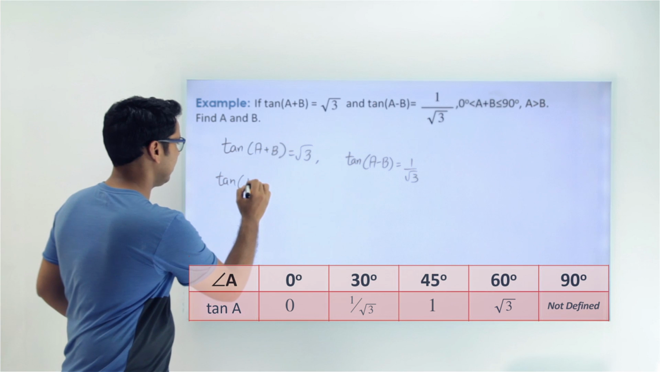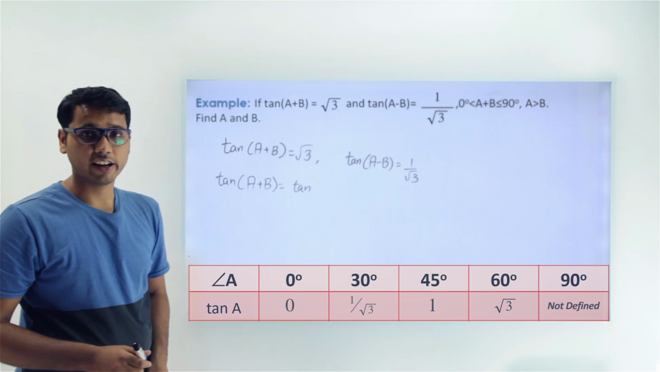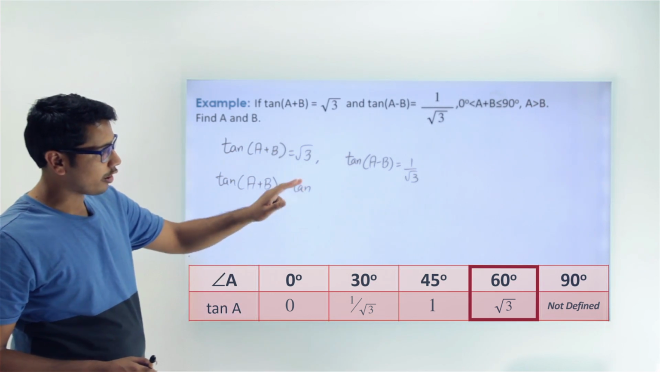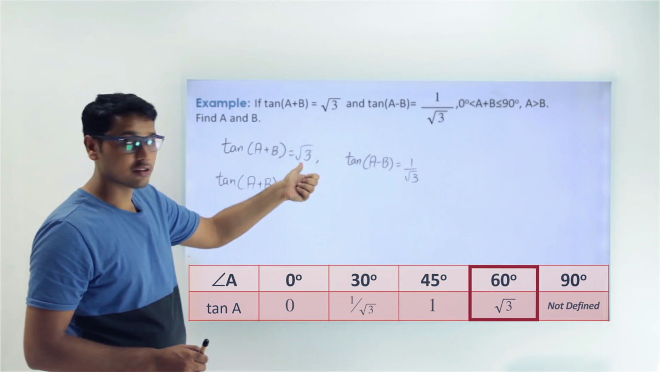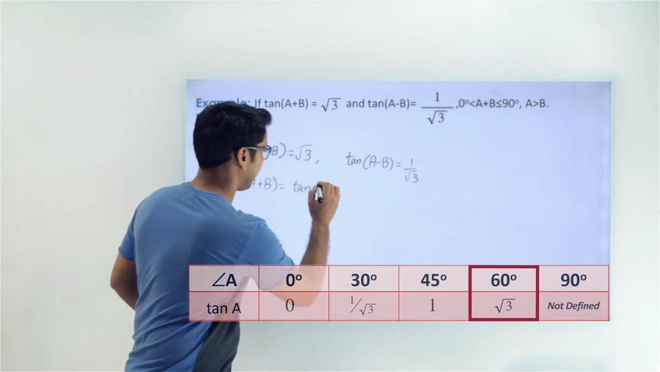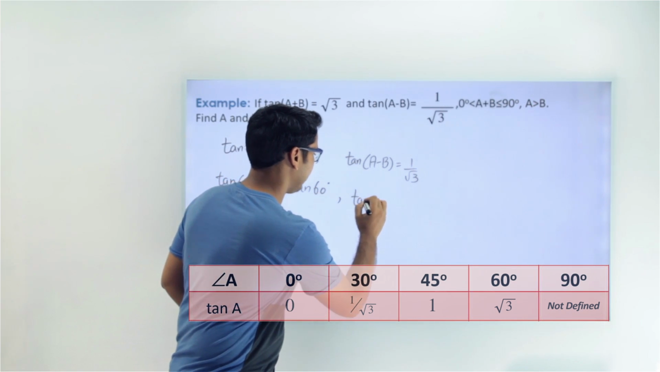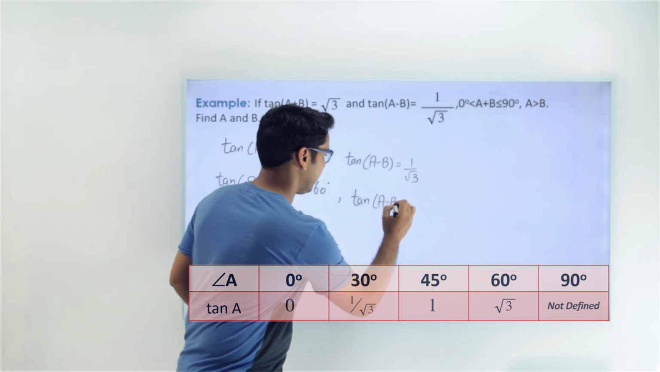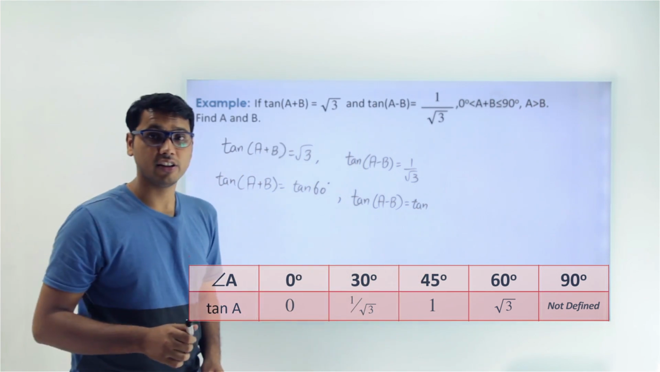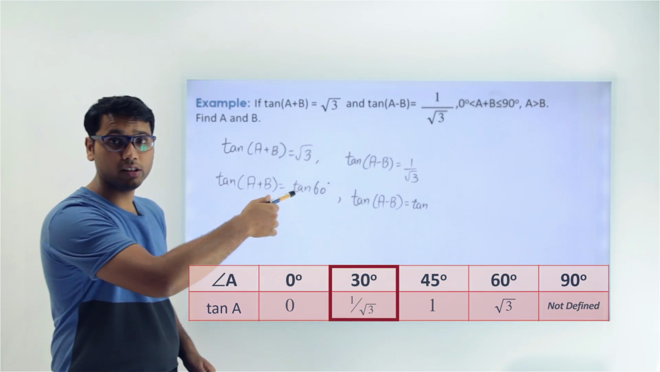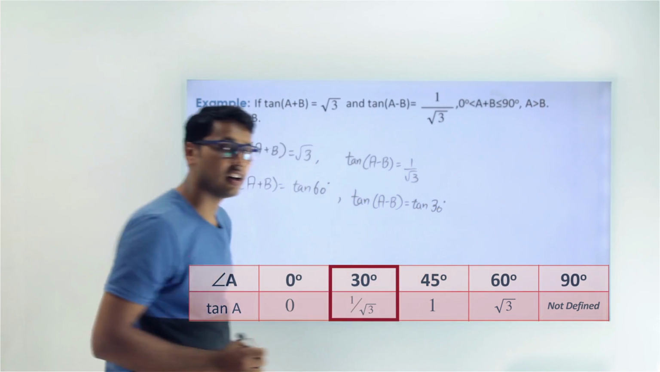Now you have to tell me, tan of a + b equals tan of what angle should I write? Look at the table, the value of tan 60 is root 3. So the value root 3 can be written as tan of 60 degrees. Similarly, here we have tan of a - b equals, now can you tell me 1 by root 3 can be written in the form of tan of what? Look in the table, it is tan 30 degrees. So we can write this as 30 degrees.